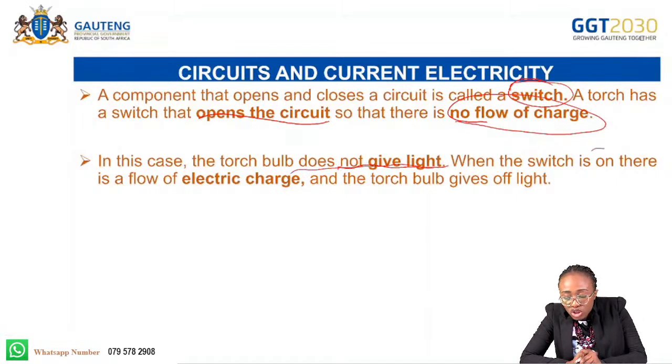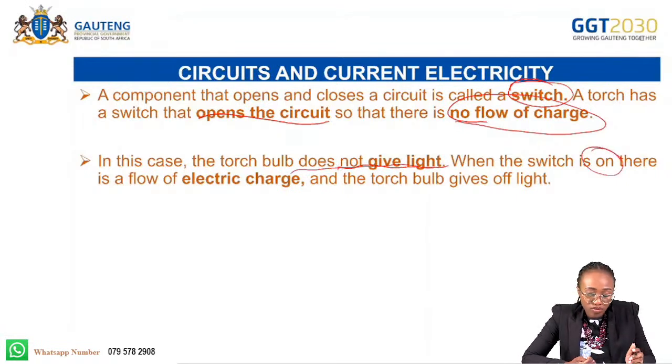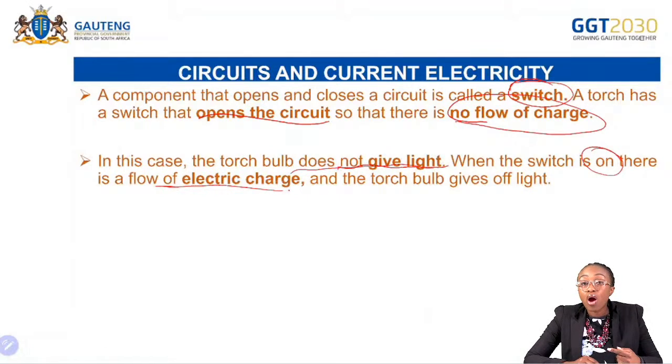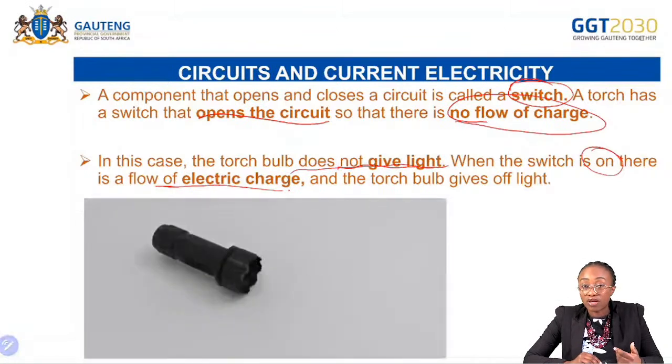Now, when the switch is on, the story becomes different. Now there is a flow of electric charge. Now our circuit becomes complete. When the switch is on and the circuit is closed, then your torch bulb will give off light.